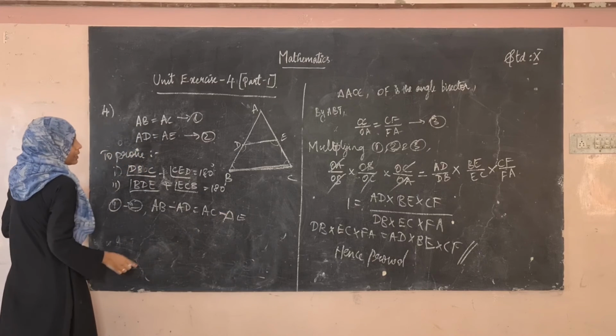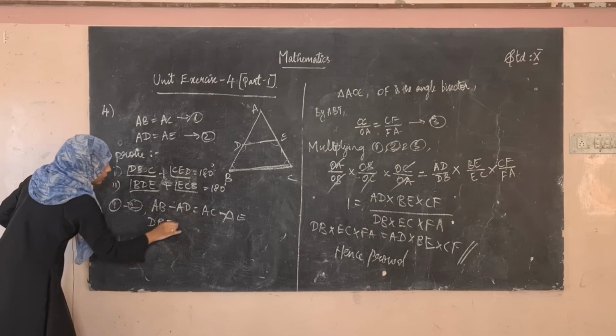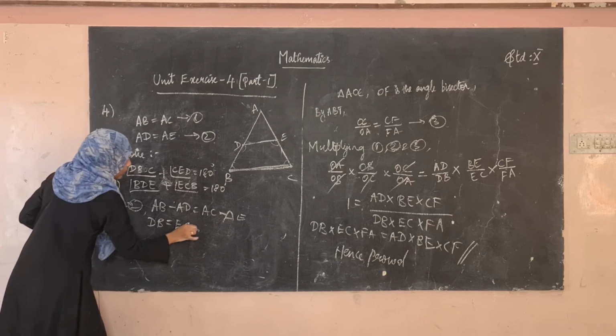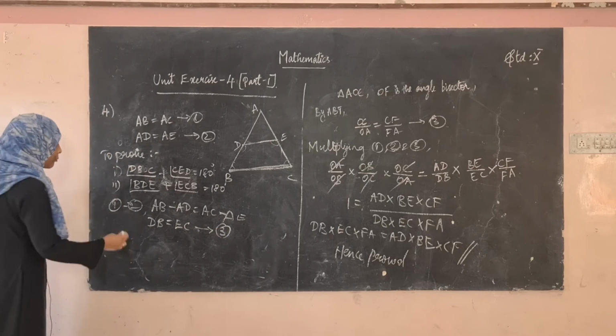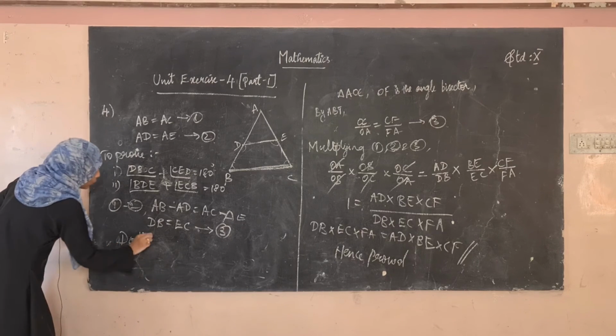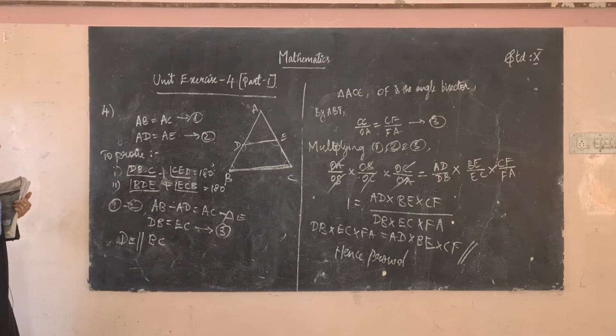What is AB minus AD? AB minus AD is equal to DB, which is equal to what is AC minus AE? Which is EC. So we found that DB is equal to EC. Therefore, we can say that DE is parallel to BC. Okay, DE is parallel to BC.